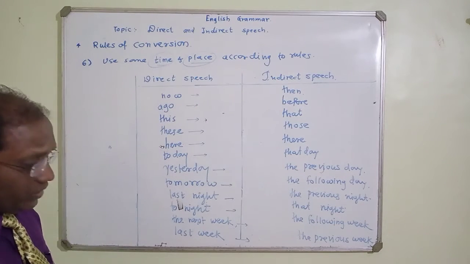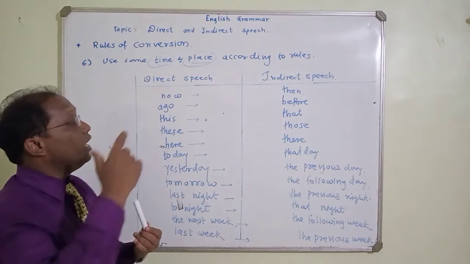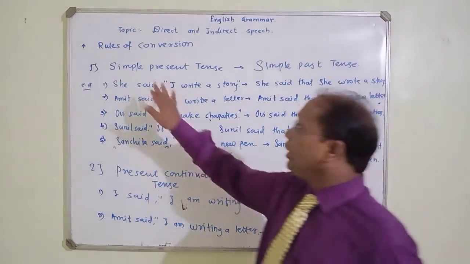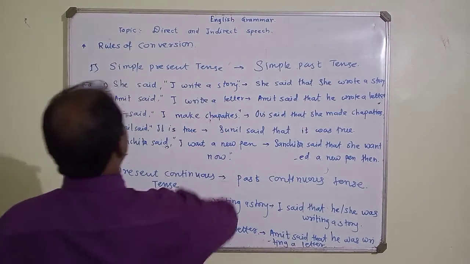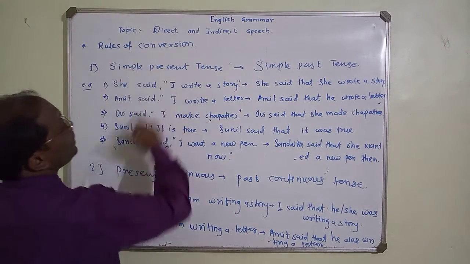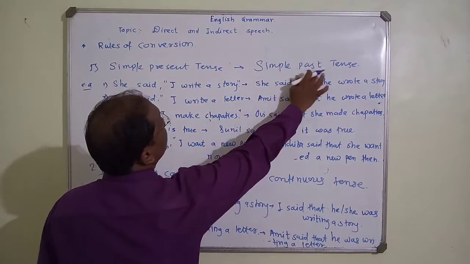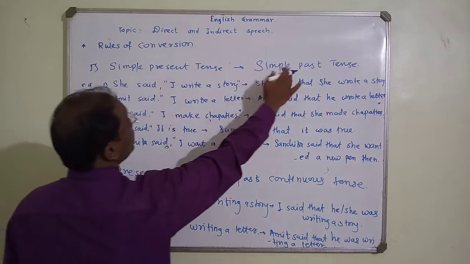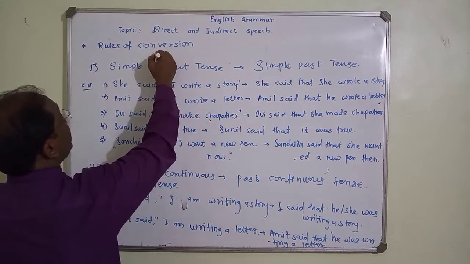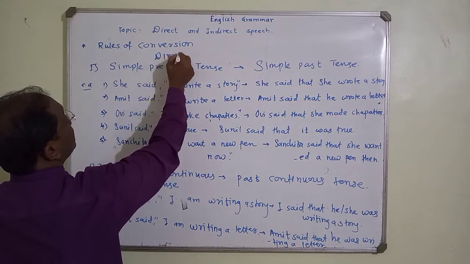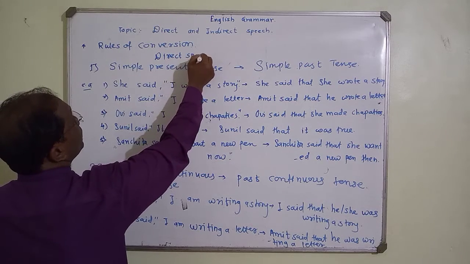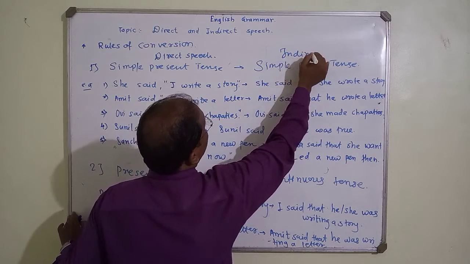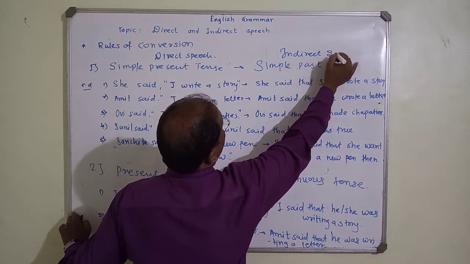Then the next rule we will see one by one is tenses. Now, according to tense, we will see one by one: simple present tense is converted into simple past tense. Simple present tense is converted into simple past tense. Here is a direct sentence, direct speech, and here is indirect speech.